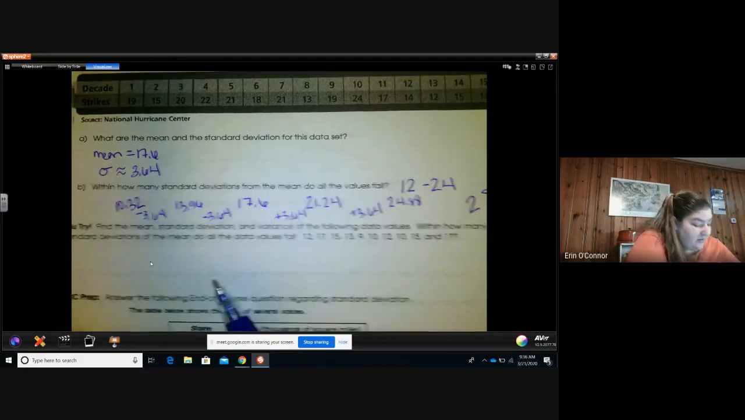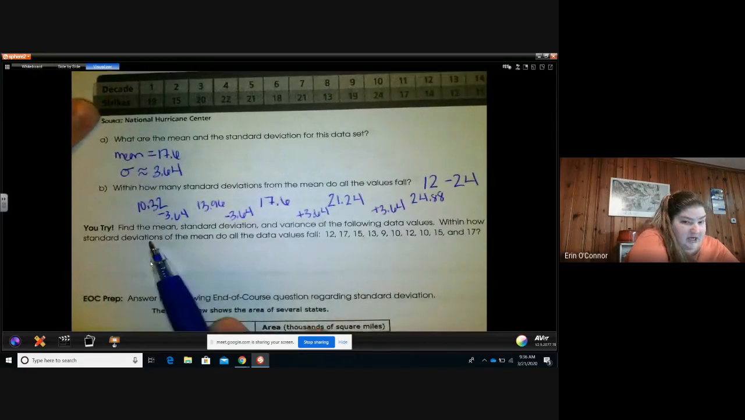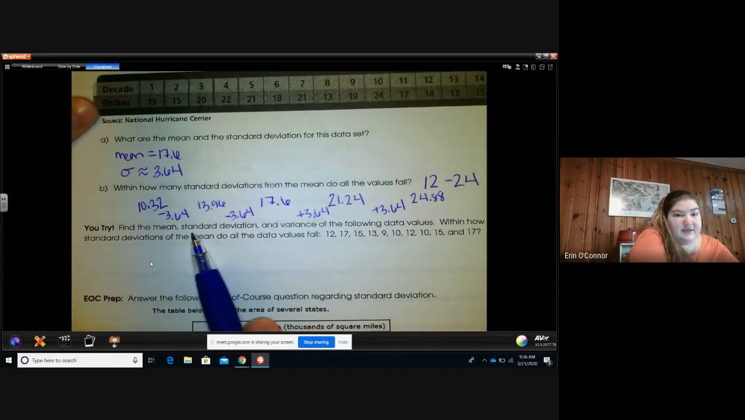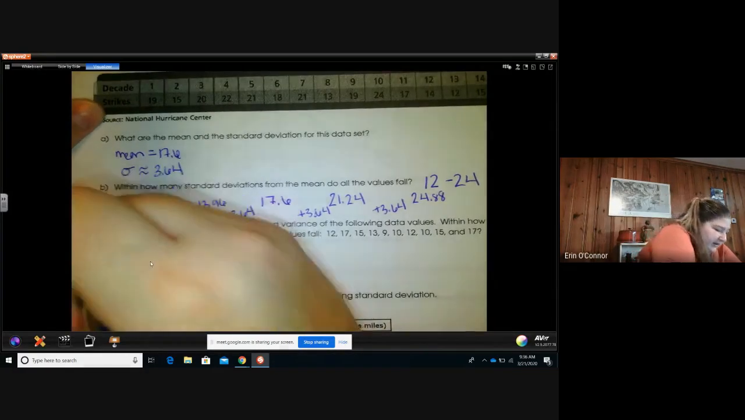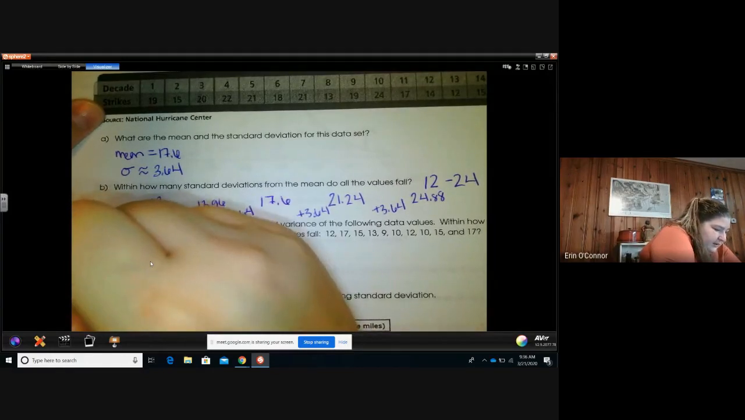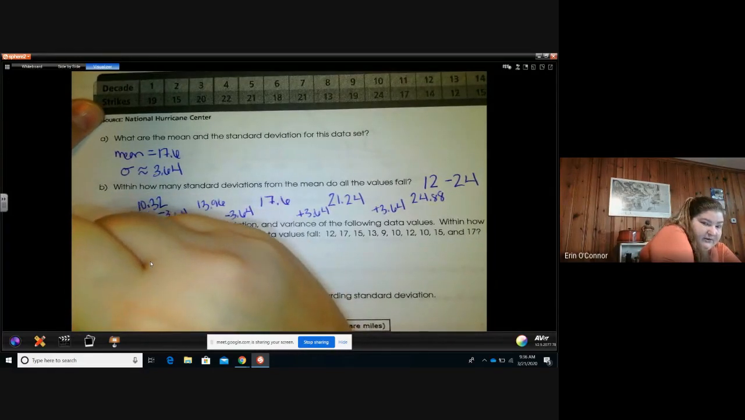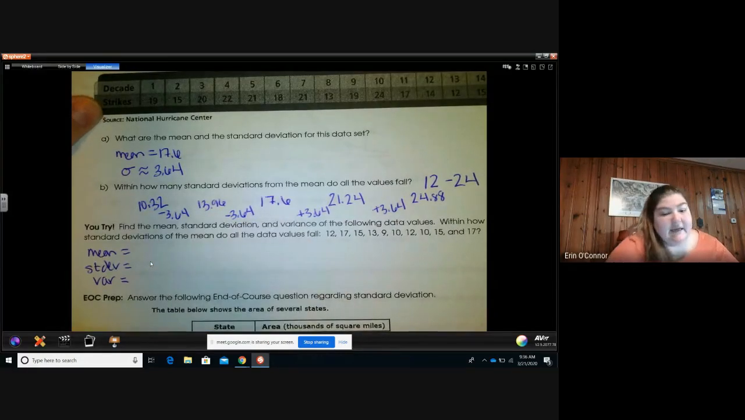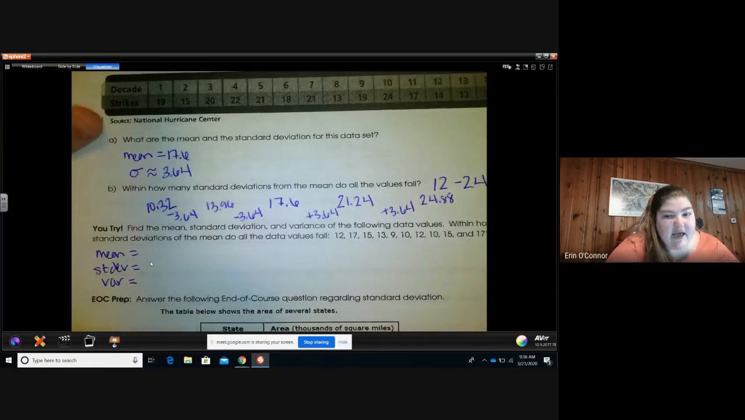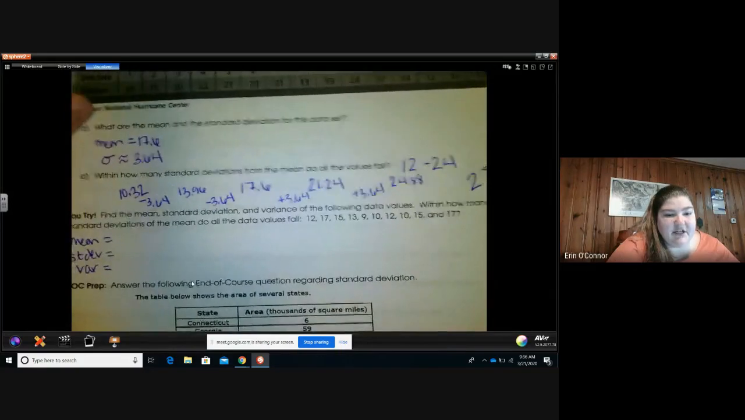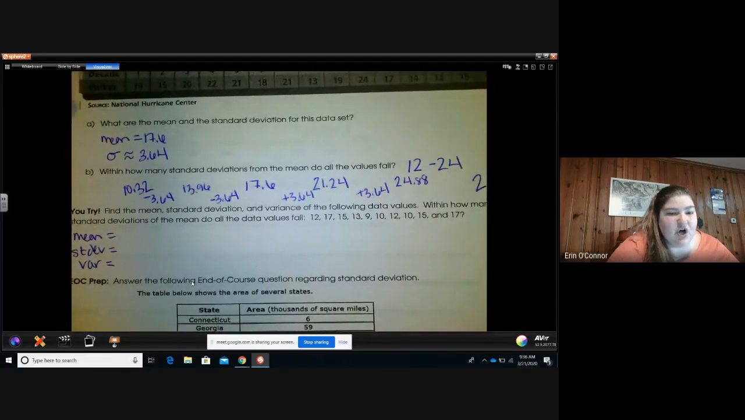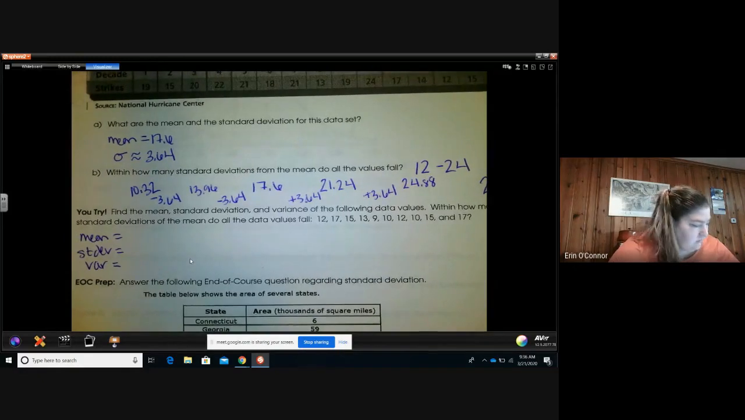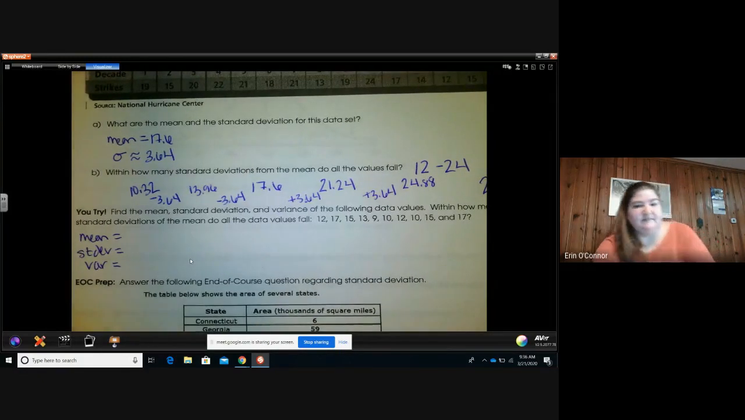So now we want you to try. So find the mean, standard deviation, and variance. That's the VAR. So we're finding the mean, standard deviation and variance, and seeing what we can find there. And then it says within how many standard deviations of the mean do all the data values fall. So let's check this out.